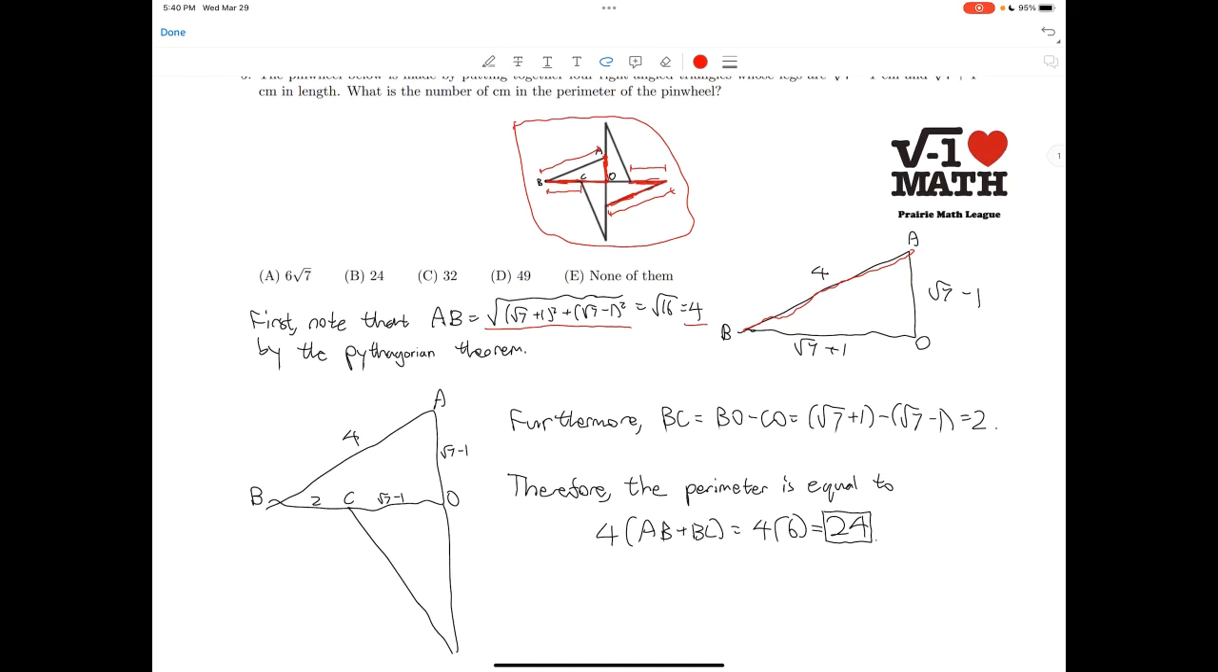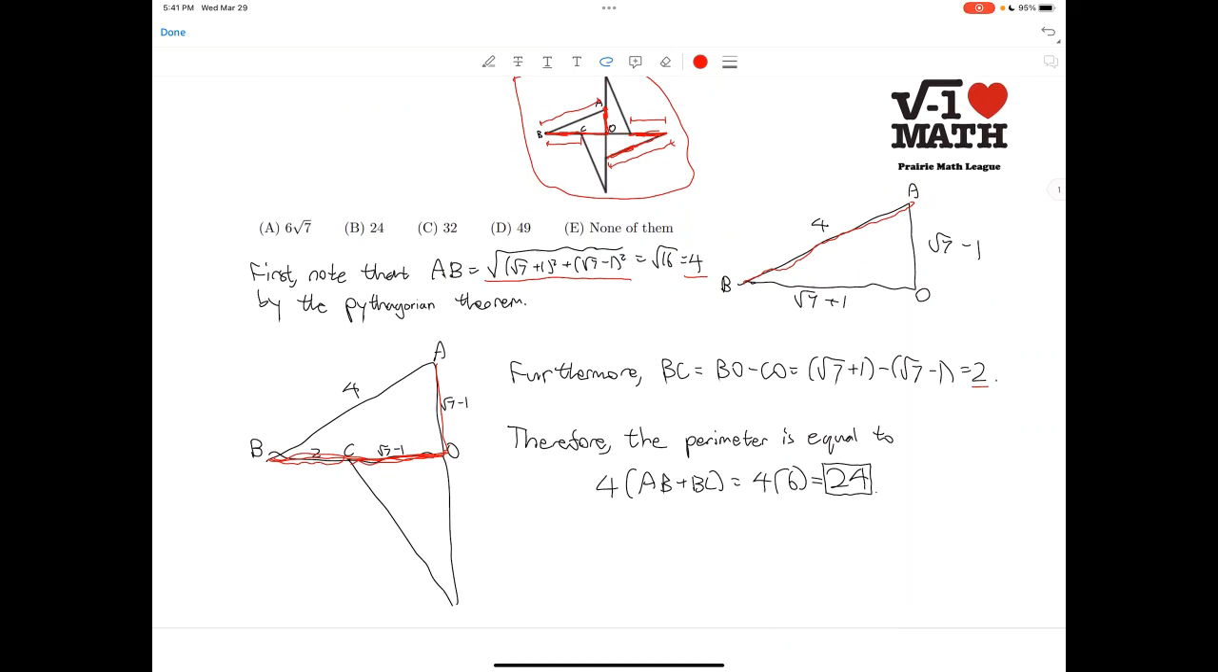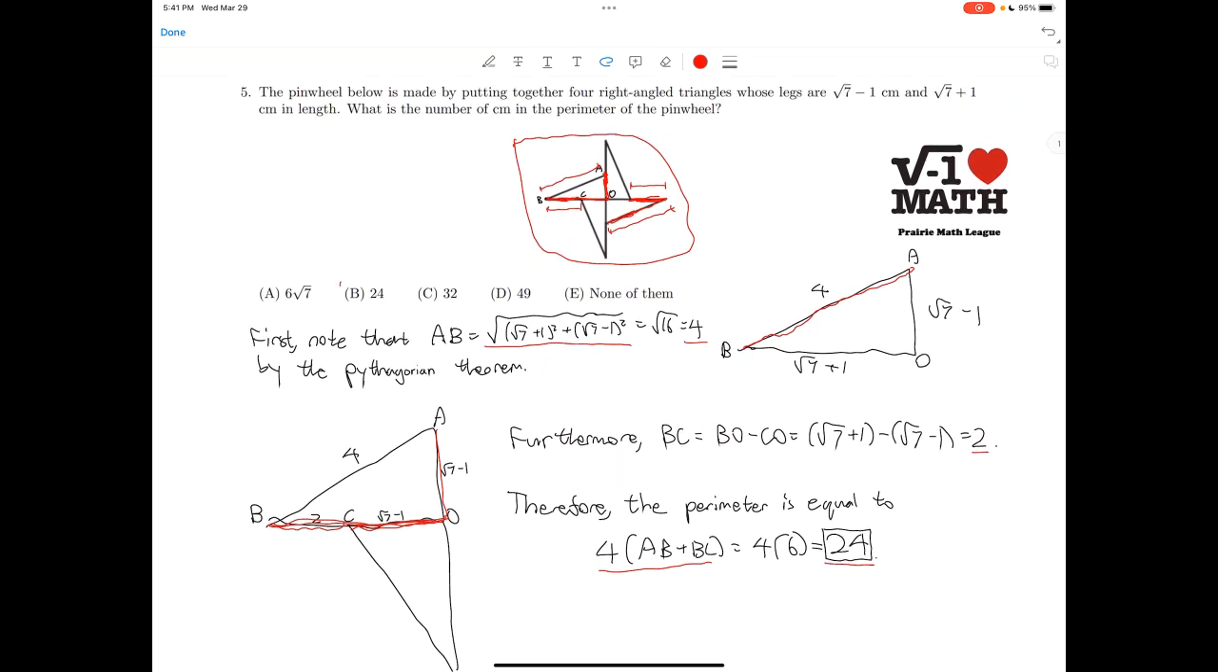Now, BC is equal to BO minus CO. But CO is just the short leg of another triangle. Therefore, we see that BC is equal to BO minus AO, which is equal to 2. Finally, we add these up and multiply by 4 to get our desired perimeter of 24, which is option choice B.